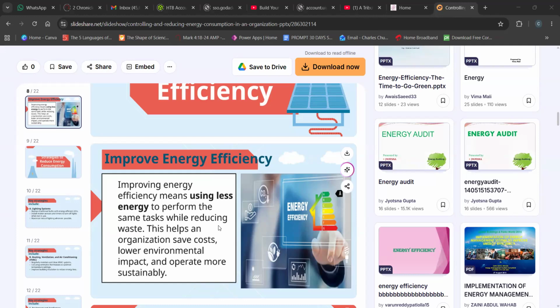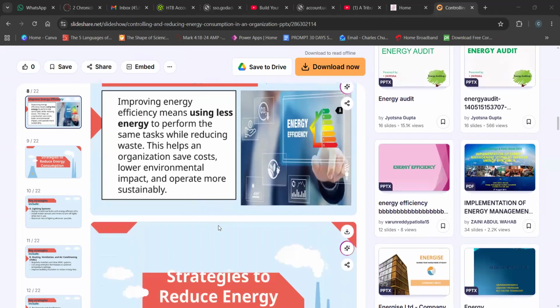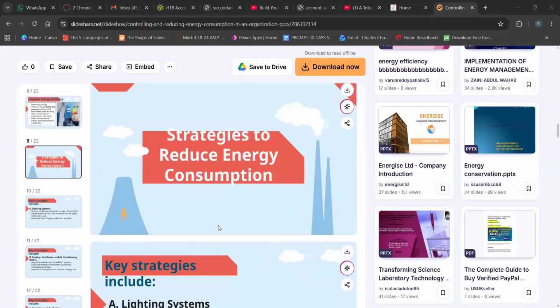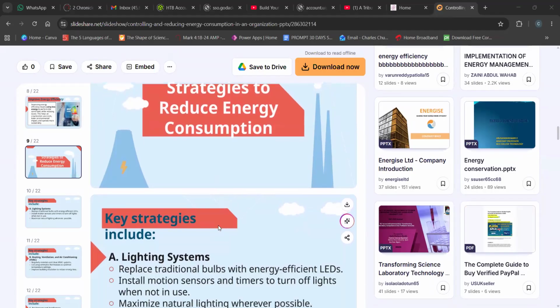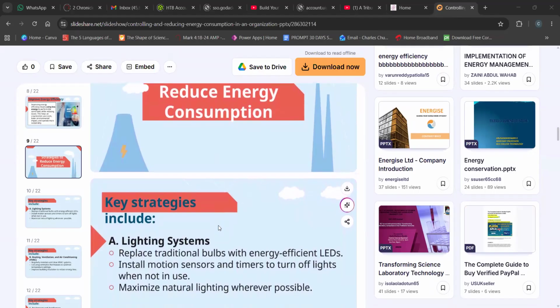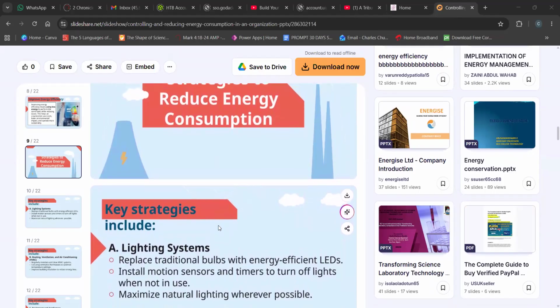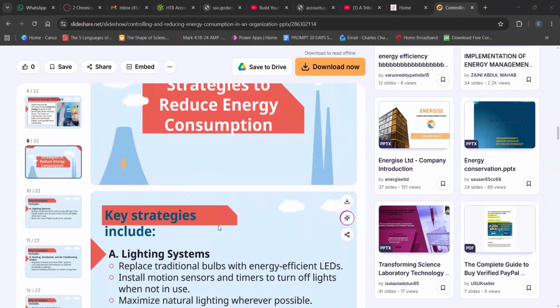I'm done. Okay, good. All right. So these are the strategies that would help us to reduce energy consumption. Strategies to help us reduce energy consumption. The first is lighting systems. There are actually three there, but I'm sure you'll be able to relate to them.